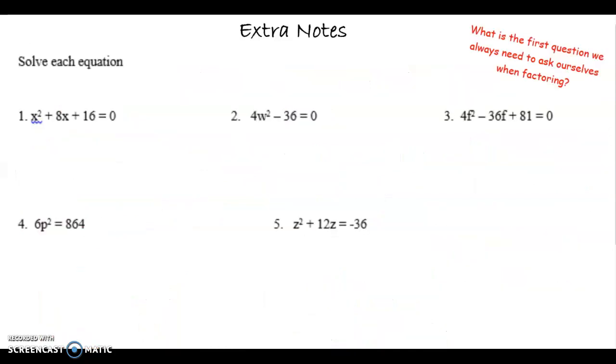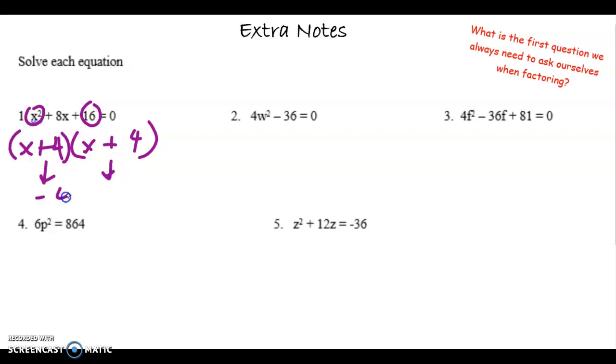Fabulous. Okay, now at the very bottom, all we're doing here that's different is we are solving. So we're just taking it that extra step farther. All right, so I can't take anything out, so I'm going to do my 2 sets of parentheses. Perfect squares, both here. I've got an x and a 4 and a 4. And what I need to do is add both of those together, which gives me my answer of a negative 4 for both.